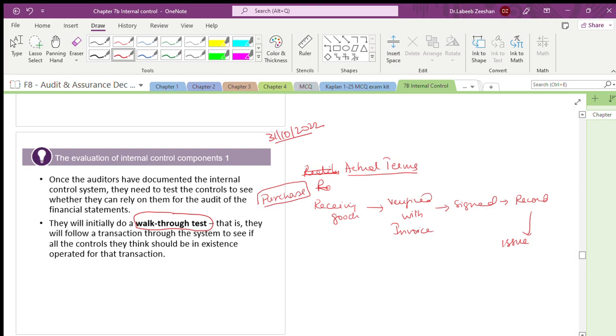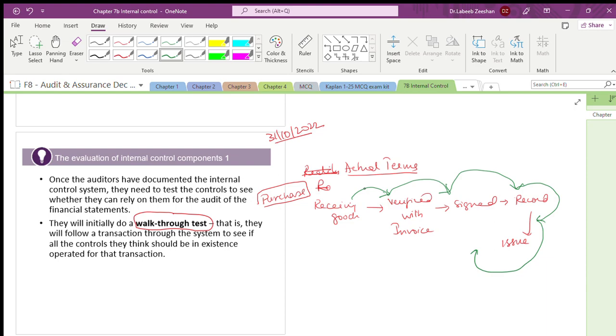Fine. Now, what is the walkthrough test? A walkthrough test is nothing but you as an auditor will present yourself and verify personally the process as it happens. You will walk through the process, and you will see whether in reality the process is working in the order as it is prescribed.